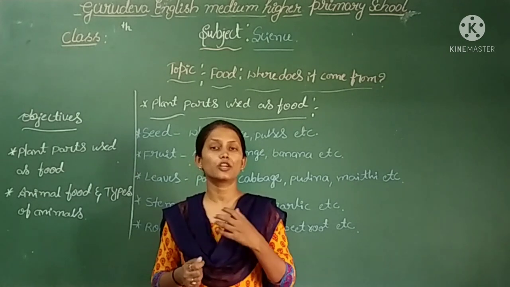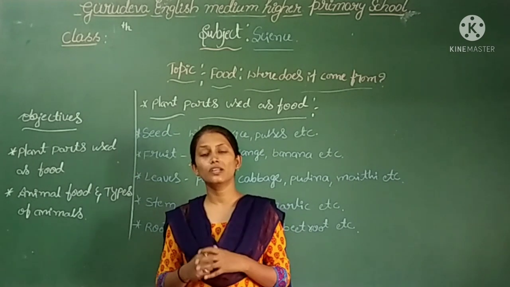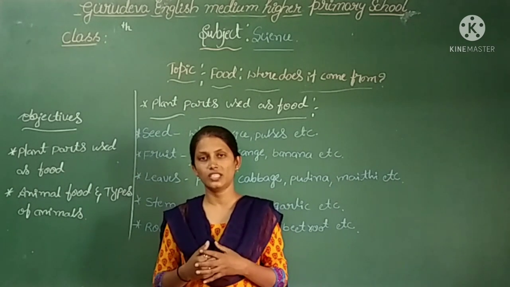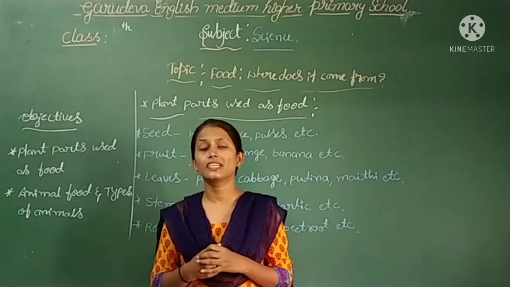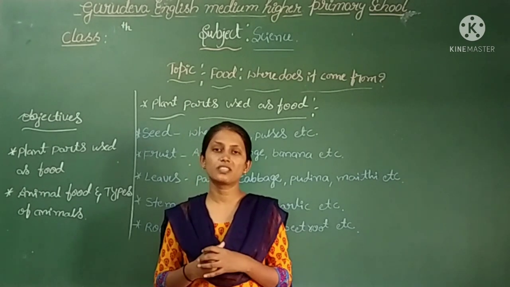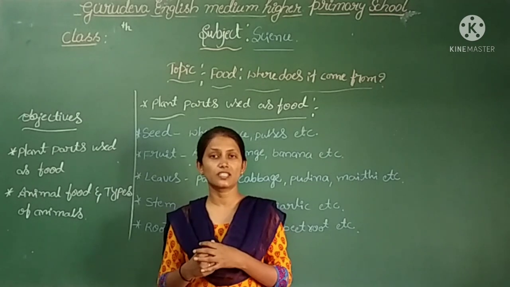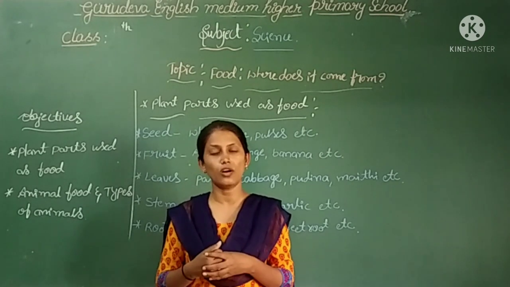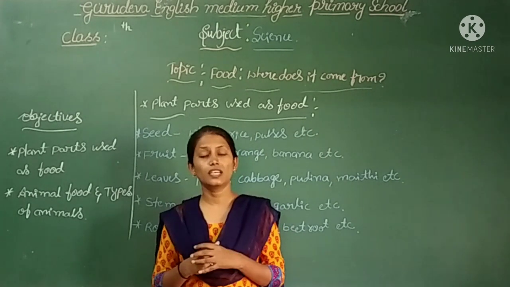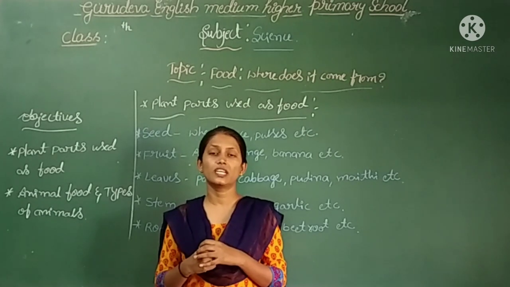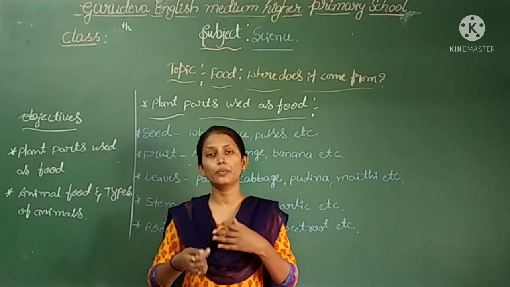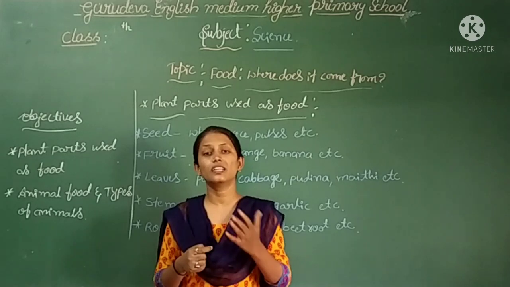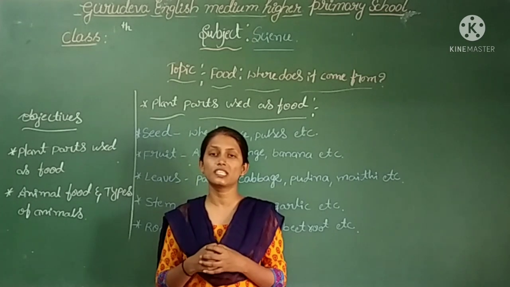From some plants we obtain two or more food items or food varieties. For example, take the mustard plant. From the mustard plant we obtain the seeds. From the seeds we can prepare oil. With that, mustard leaves also we use as food. Means from the mustard plant we obtain the seeds and the leaves, and both we use as food.